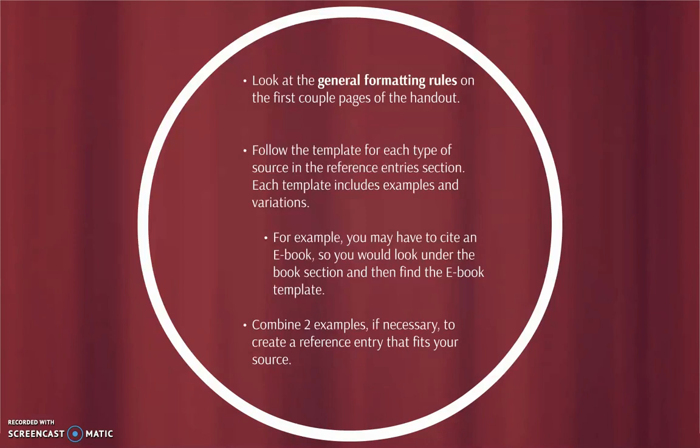Following the general formatting section is the reference entries section. Here you will find templates for each type of source, such as a book or a website. Each template includes examples and variations. For example, you may have to cite an ebook, so you would look under the book section and then find the ebook template. Sometimes you may have to combine 2 examples to create a reference entry that fits your source.